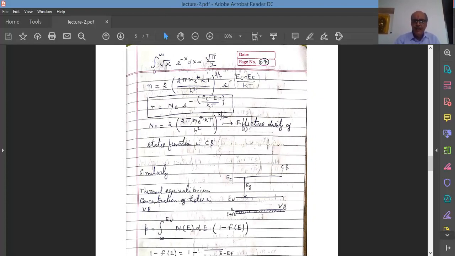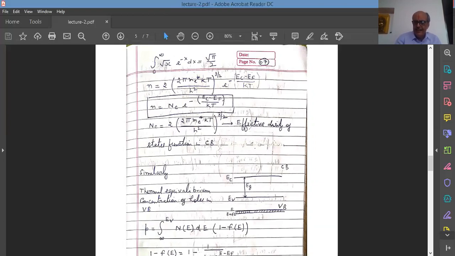These terms before the exponential, we can club together and write as Nc. Nc is 2 into (2 pi me star kT upon h squared) to the power of 3 by 2. And this is called the effective density of states function in the conduction band.